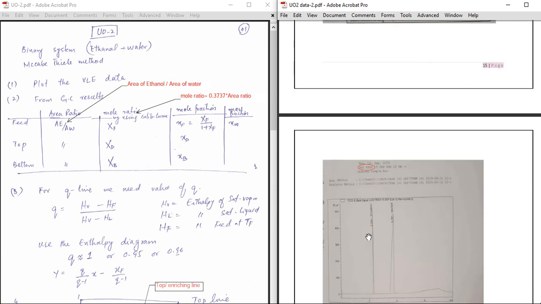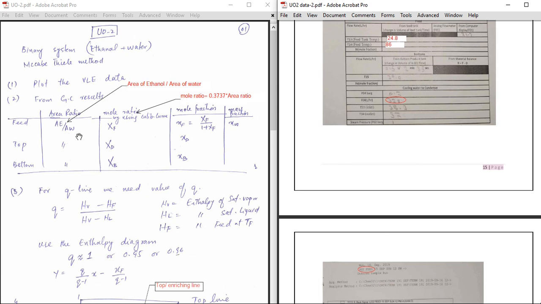Using the gas chromatographic results, we will first of all find out the compositions. Moreover, you are given the vapor liquid equilibrium data, VLE data, in your manual, in the form of mole fraction, so you plot the VLE data. Number two, we will use the GC results to find out the composition. For this purpose, we will find the area ratio of each stream. For example, for the feed, we will find the area of ethanol over the area of water. This will give you a numerical value. Similarly, for the top product and the bottom product, we will find the area ratio again.